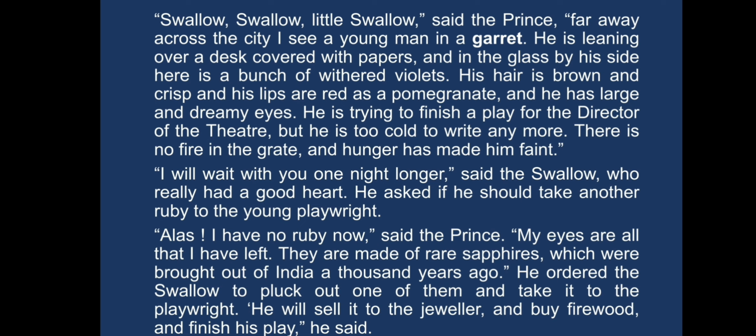He had a glass lying near him, in which withered flowers were lying. Further, the Happy Prince gave a description of that boy to the Swallow. He said that his hair was brown and crisp, which meant that he had not taken a bath for a long time. His lips were like a pomegranate, and he had big dreamy eyes. That means the boy was very ambitious and hard-working.